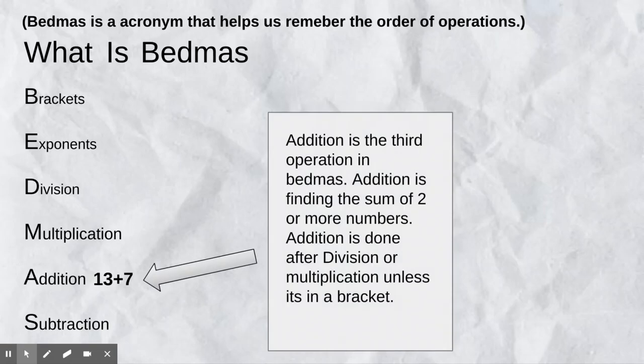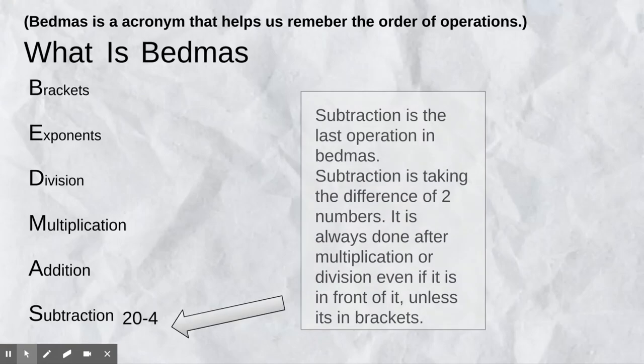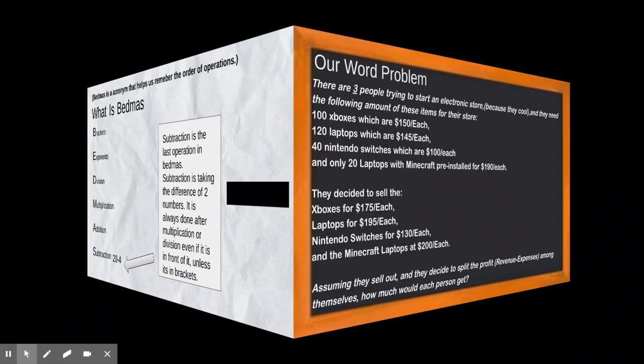Addition. Addition is the third operation in BEDMAS. Addition is finding the sum of two or more numbers. Addition is done after division or multiplication, unless it is in a bracket. Subtraction. Subtraction is the last operation in BEDMAS. Subtraction is taking the difference of two numbers. It is always done after multiplication or division, even if it is in front of it, unless it's in brackets.